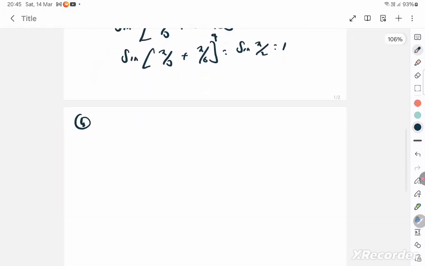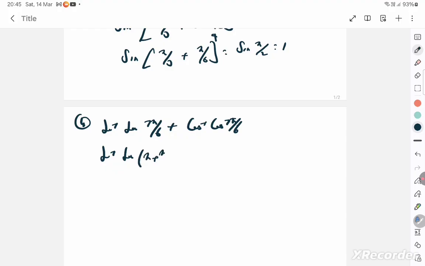Let's go to the fourth question. The fourth question is tan inverse of tan 7 pi by 6 plus, I think it's cos inverse of cos 7 pi by 6. This is tan inverse of tan pi plus pi by 6. First solve the trigonometry part. In the third quadrant tan is positive, so it becomes tan pi by 6. So this is just pi by 6.